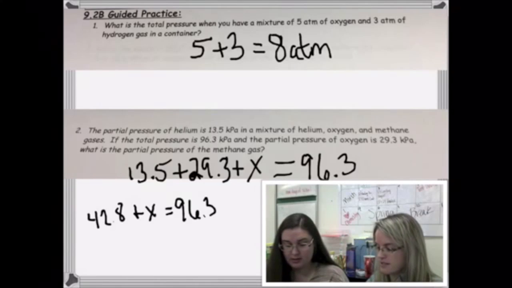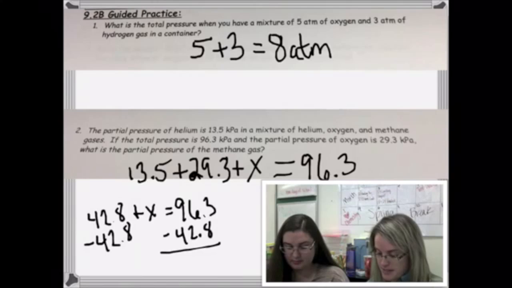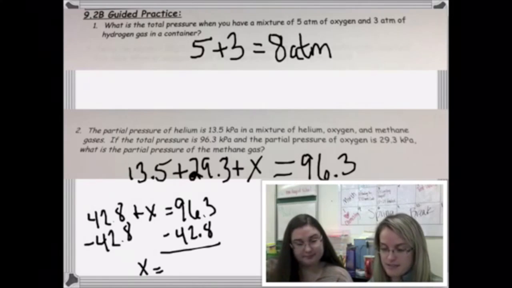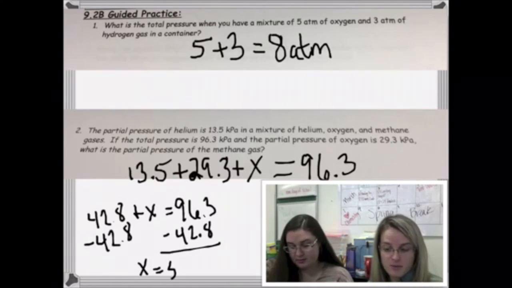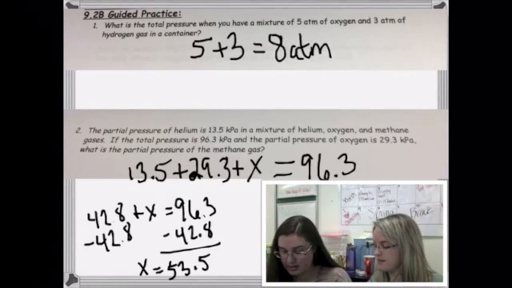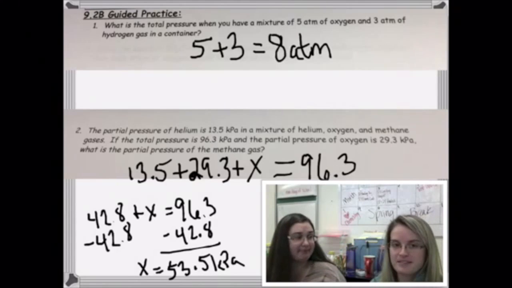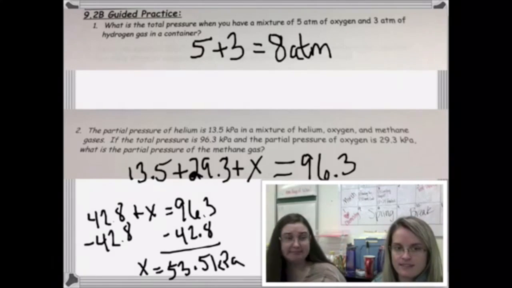That is still equal to 96.3, so I need to subtract, because I want to do the opposite of what I'm doing to X. So if I do 96.3 minus my 42.8, my answer would be 53.5. So I have 53.5 kPa for methane. Kilopascals.